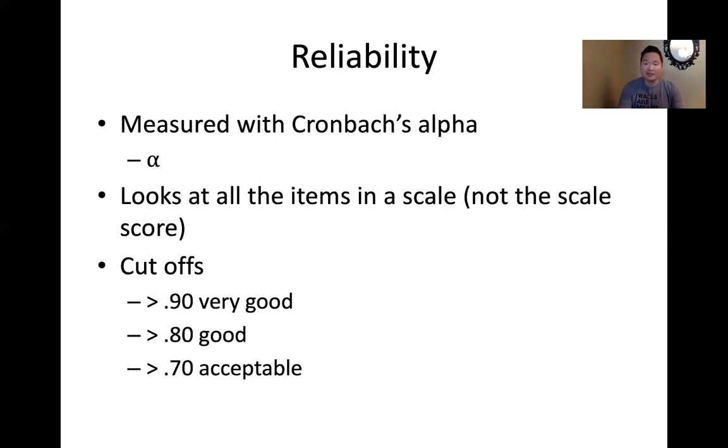In this case, we measure reliability with what we call Cronbach's alpha. And this is kind of an easy thing. We look at the alpha, and then we use rule of thumb cutoffs. Over 0.9 is very good. Over 0.8 is good. 0.7 is the cutoff for acceptable. If reliability is below 0.7, it really makes you question how trustworthy your results are.